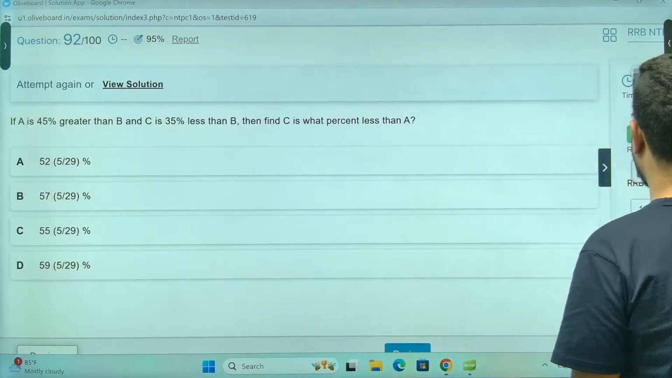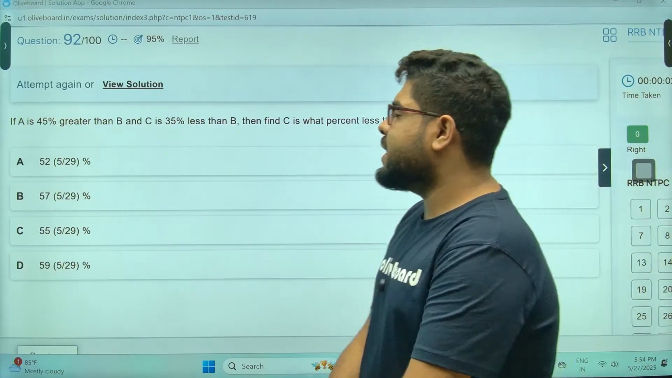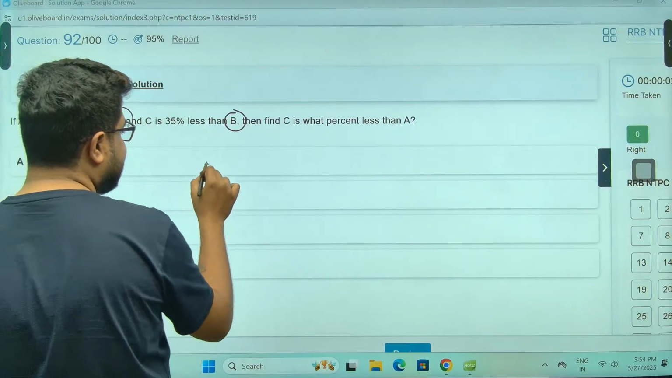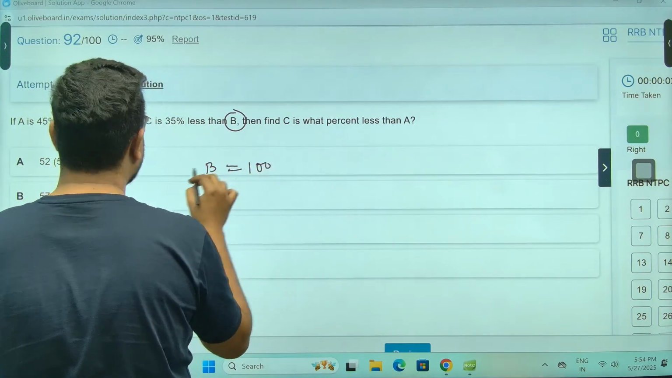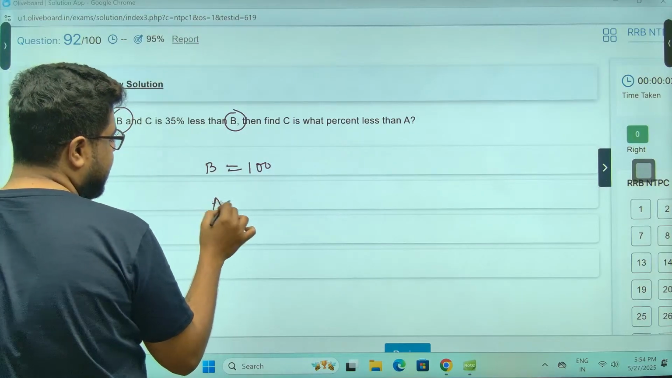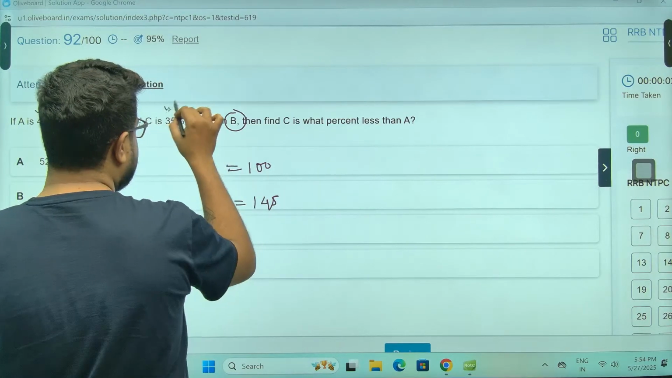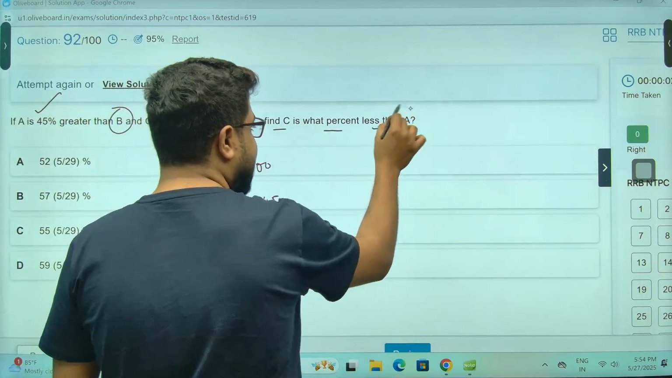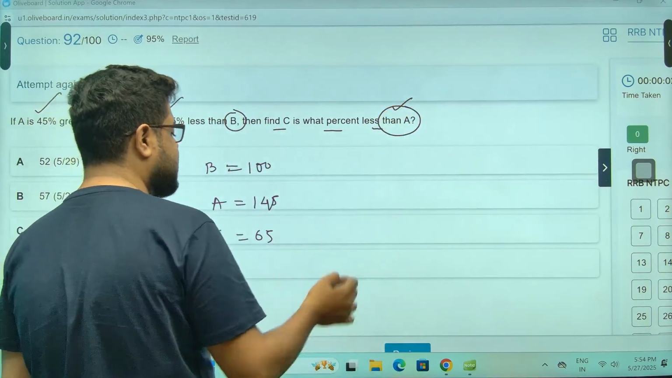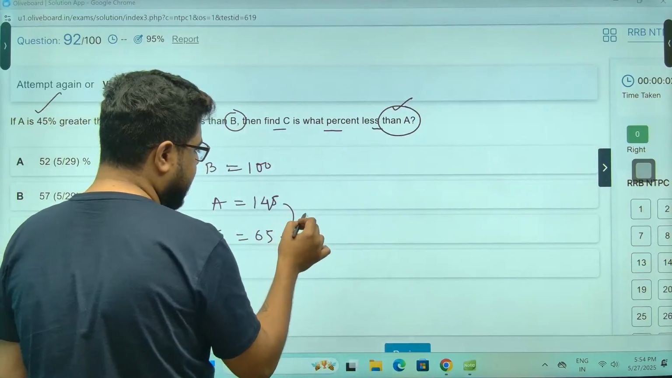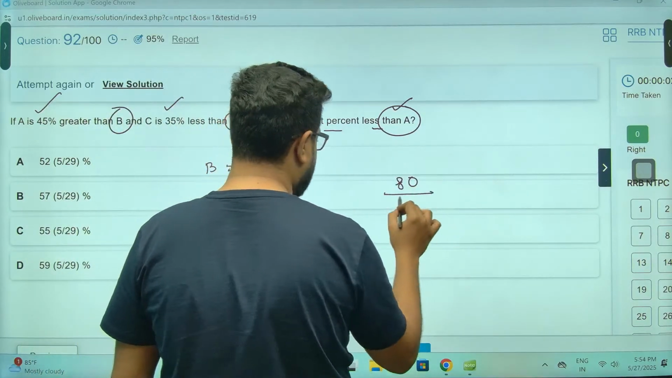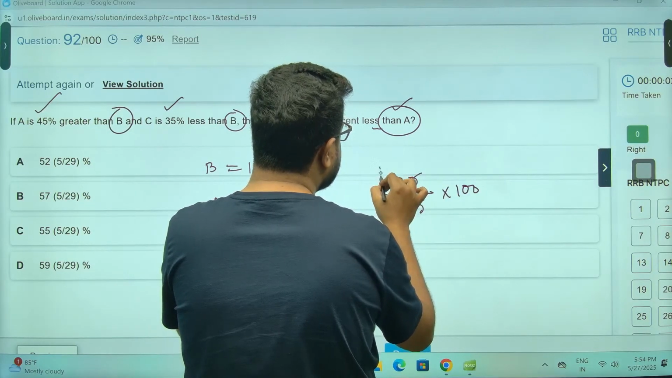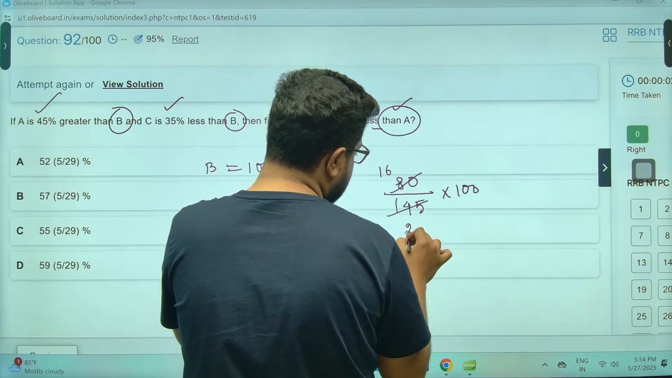A is 45% greater than B. C is less than B. B is the anchor. B is 100. A is 45% greater, meaning A is 145. C is this much less, that means C is 65. C is what percentage less than A, meaning the base of the calculation is A. How much less? 80 less. 80 less out of 145 into 100.